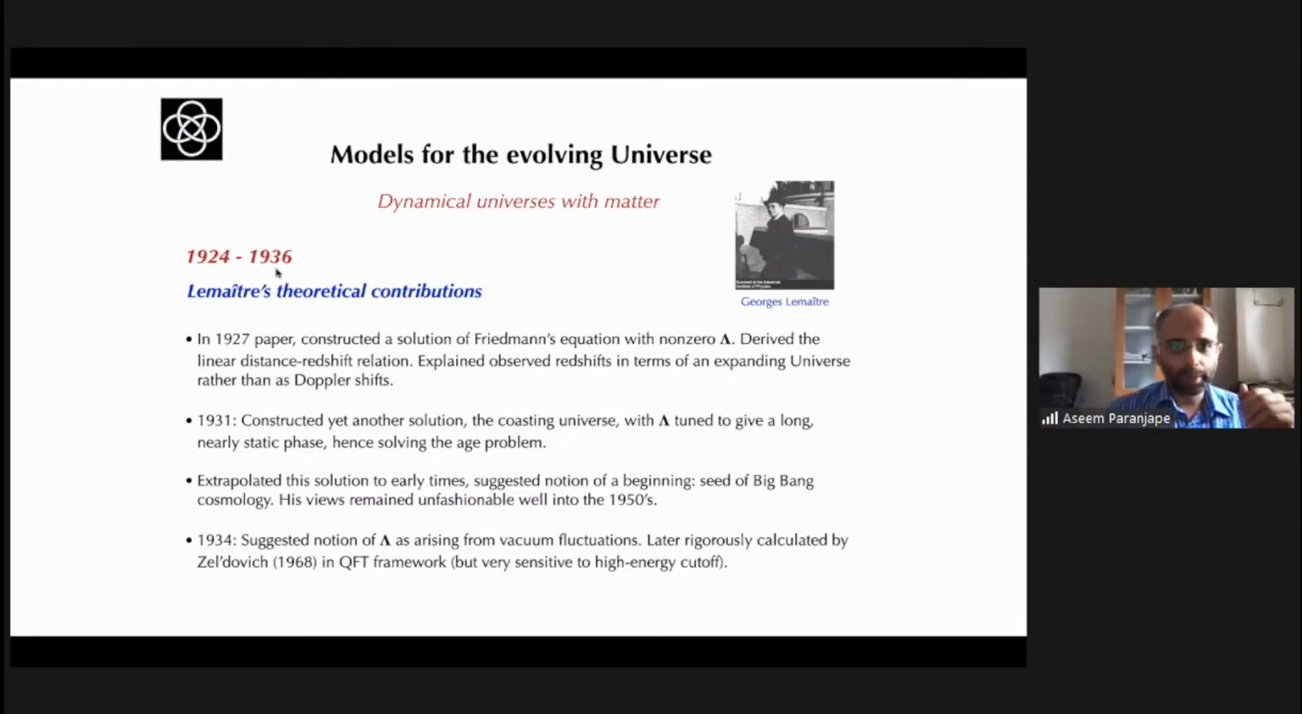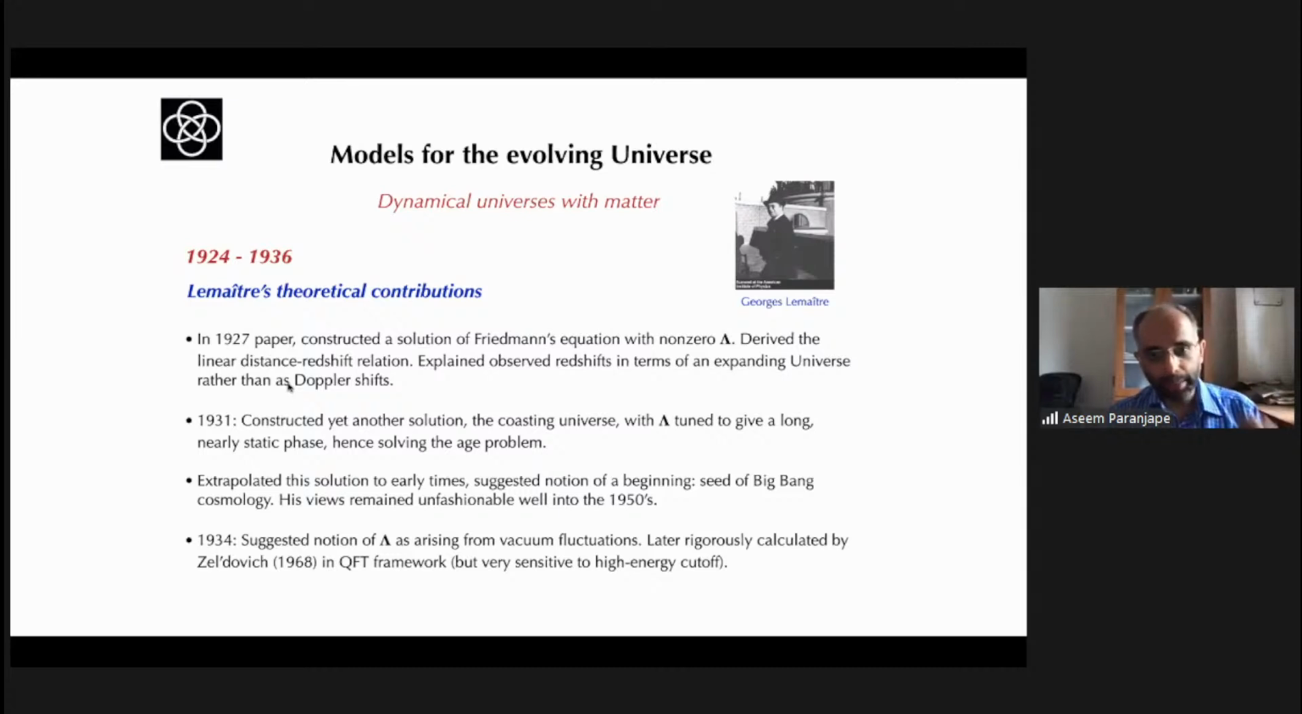So during 1924 to 1936, he showed that he was basically a theoretical cosmologist beyond par. In 1927, he wrote a beautiful paper in French, which was therefore not received at all in the West. But in this paper, he constructed a solution of Friedman's equations with non-zero lambda, first of all. Secondly, he derived the linear distance redshift relation theoretically. He did the Taylor expansions required, and he showed that the linear distance redshift relation emerges from GR as a theoretical prediction. It was an amazing calculation done for the first time. Today, we teach it in cosmology courses as a matter of routine, but this was the first time it was done, and it was a game-changing calculation.